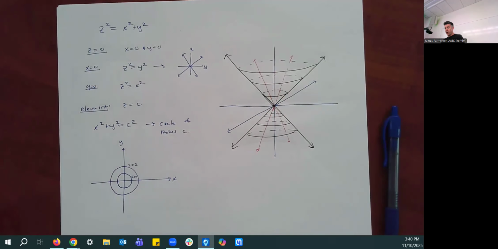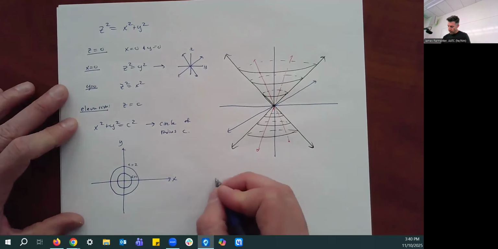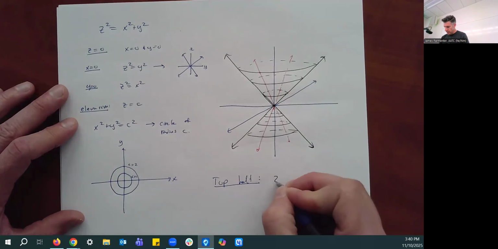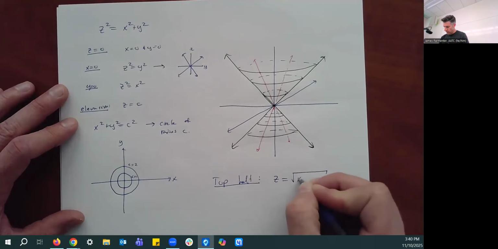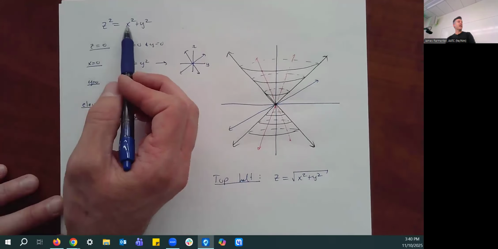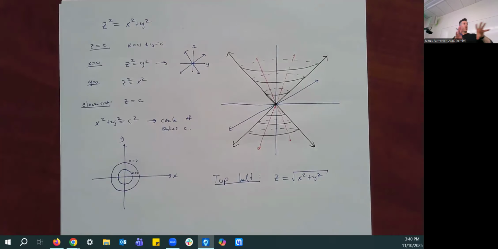And if you wanted it to be a function, the top half would just be z equal to the square root of x squared plus y squared. And then just like I said before, if instead it was the x squared isolated, this cone would open along the x-axis. And if it was the y squared isolated, the cone would open on the y-axis.